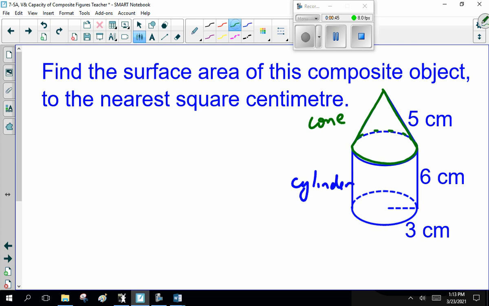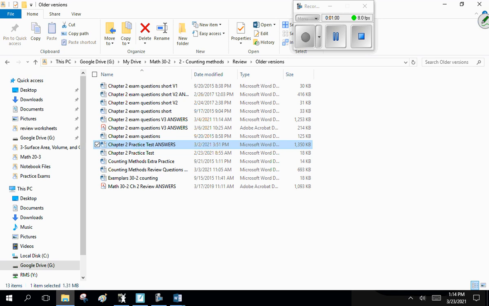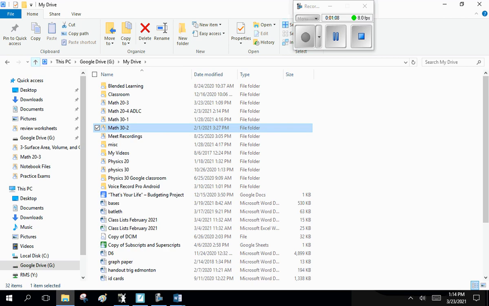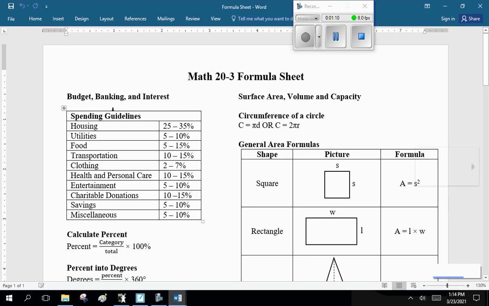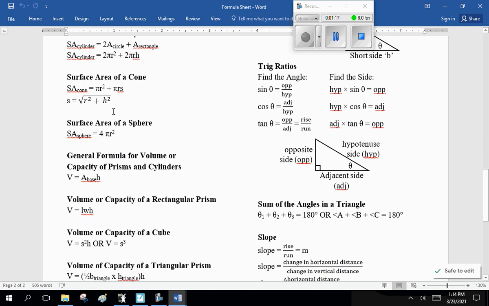Now, this is one of my favorite trick questions, and you see this all the time with surface area. What is the surface area of a cone? Let me go back to the formula sheet. Surface area of a cone: back page, cone. Here we go. Surface area is pi r squared plus pi r s.